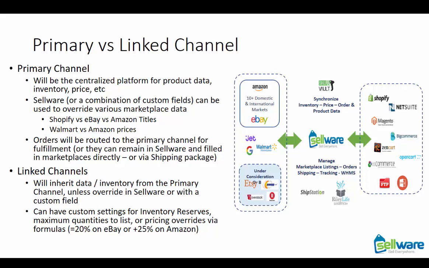But think of primary channel as being the hub where you're going to have your inventory numbers centralized, product description information centralized, maybe your pricing or tiered pricing structures centralized, and then pushed out to all of your linked channels like your marketplaces. So a primary channel will typically be an ERP account, an e-commerce platform, or Sellware, and a linked channel will be an eBay account, an Amazon account, a Walmart account. So from 10,000 feet, that's what we're talking about when we mention setting up a channel.